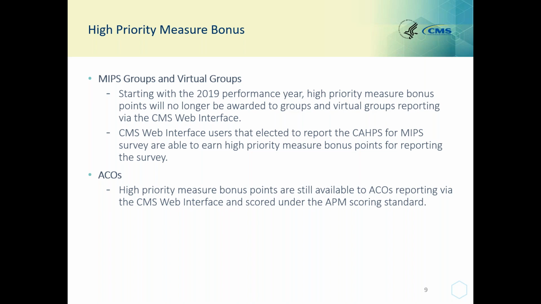Just want to note that groups and virtual groups reporting via the CMS Web Interface that elected to report the CAHPS for MIPS survey are able to earn high priority measure bonus points for reporting the survey. For ACOs, the high priority measure bonus points are still available to ACOs reporting via the CMS Web Interface and scored under the APM scoring standard.